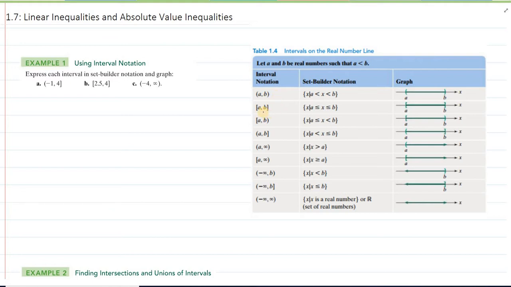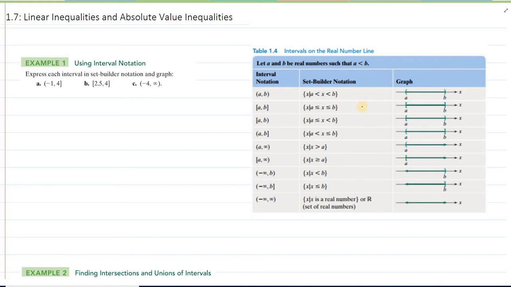So let's take the second one, bracket a comma b bracket. Here we have x is greater than or equal to a and less than or equal to b. So when you have a bracket, what that actually means is including the numbers.